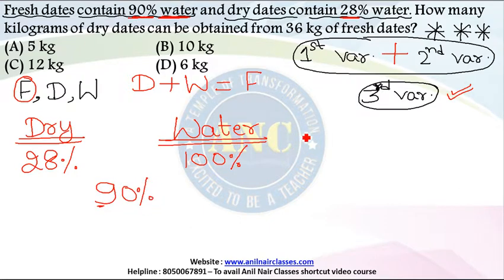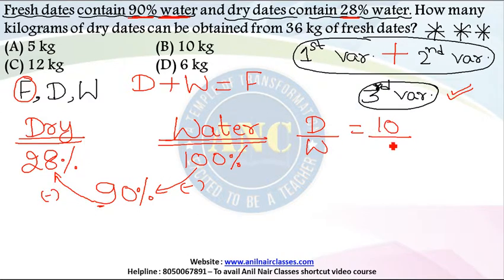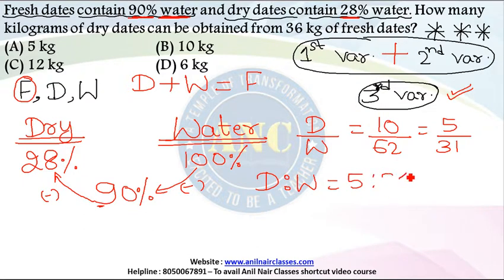Now, if I allocate, dry dates divided by water is (100 minus 90), which is 10, divided by (90 minus 28), which is 62. So it is 10 by 62, which is 5 by 31. That means dry dates is to water is 5 is to 31. Now think a little logically, sir. What is the combination of dry and water? The combination of dry and water is fresh dates.